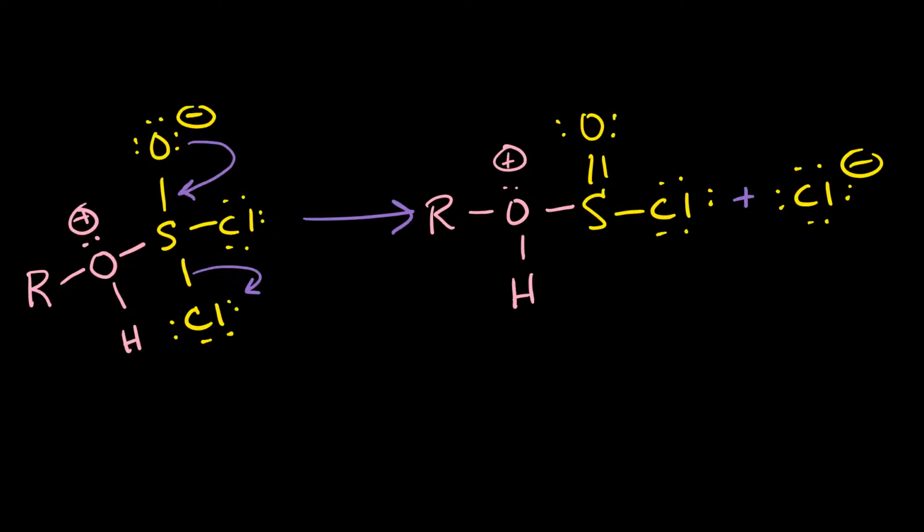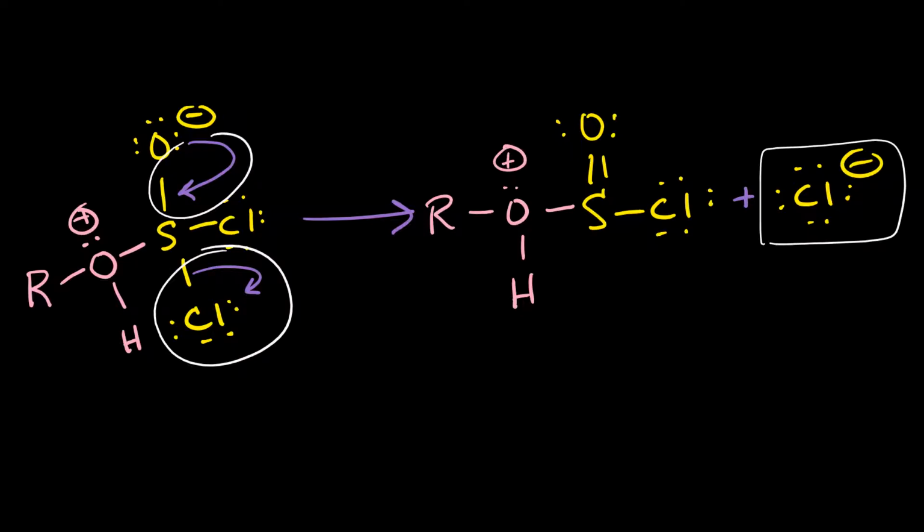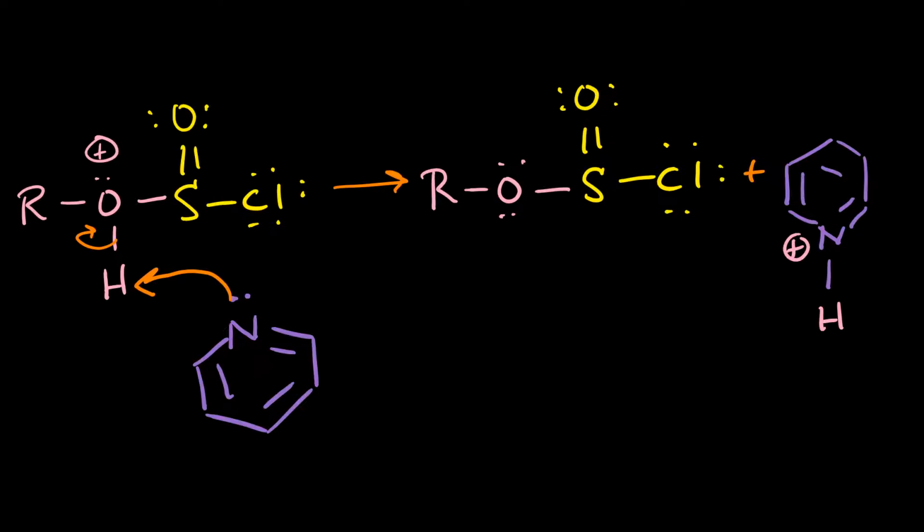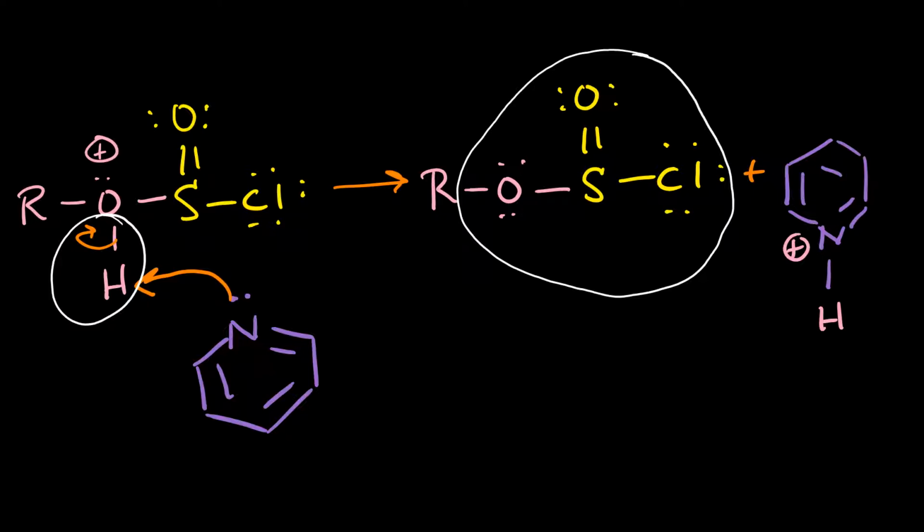The pi bond is then going to close back up and displace a chloride ion. So you can see that over here as a byproduct. And then you still have this oxygen-sulfur bond. The pyridine will act as a base and deprotonate this acidic proton here. And now you have a good leaving group on the oxygen. Actually, what's going to happen is this whole thing is going to leave and the oxygen is going to go with it.